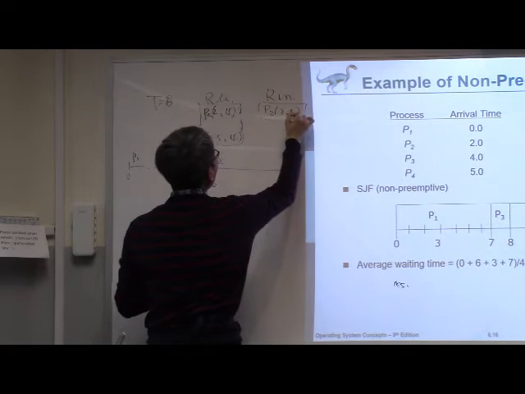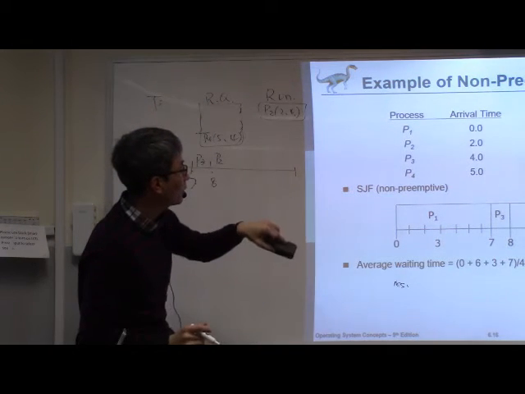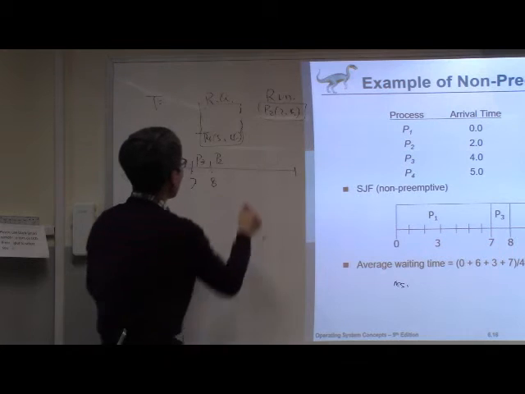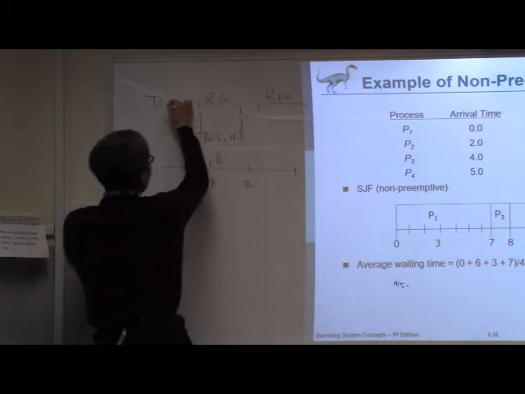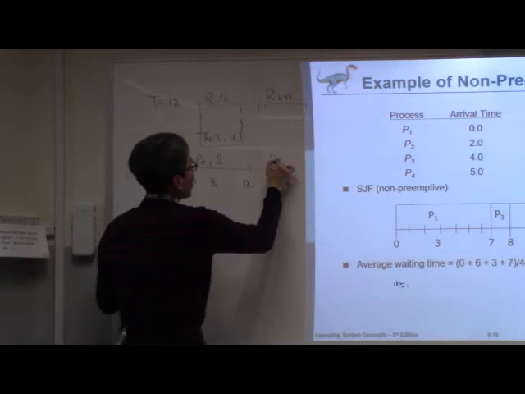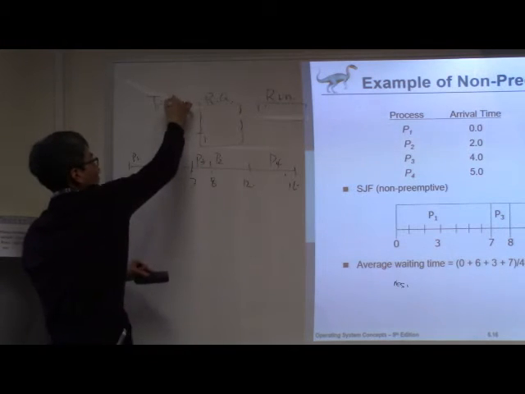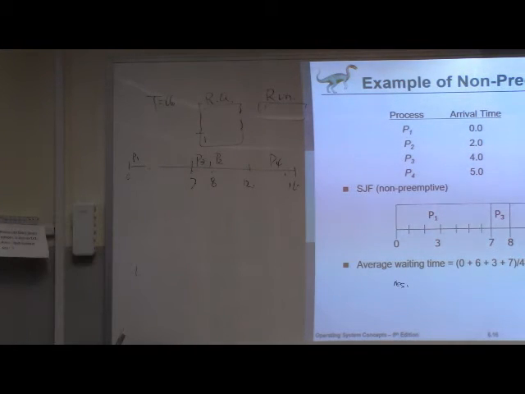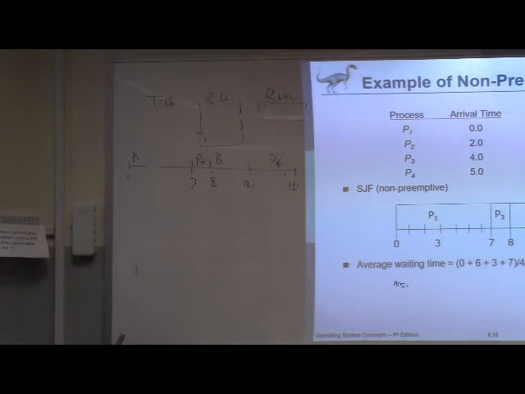P2 arrives at 2, CPU burst time 4, so it runs until 12. Then P2 is terminated. The last one is P4, which runs until 16, and P4 is terminated at 16. That is the final Gantt chart. It's very easy. Please try to manage the data structure, just like in your programming. In your programming, definitely you need to do that.